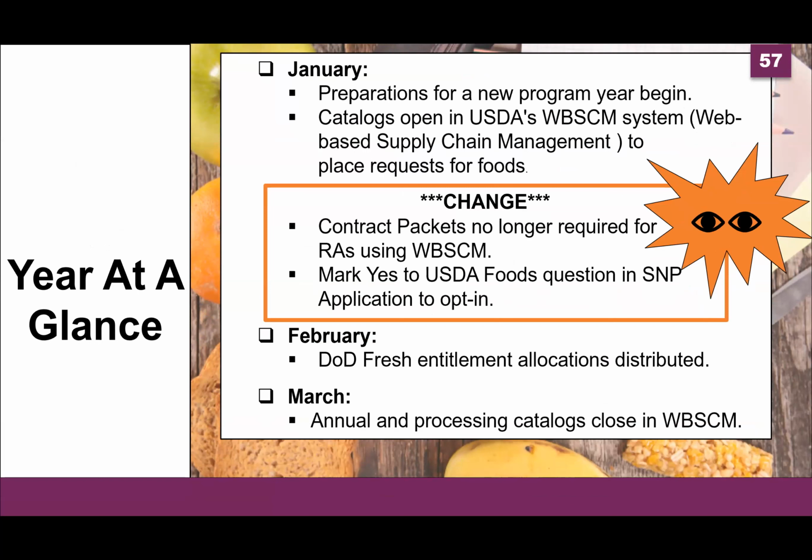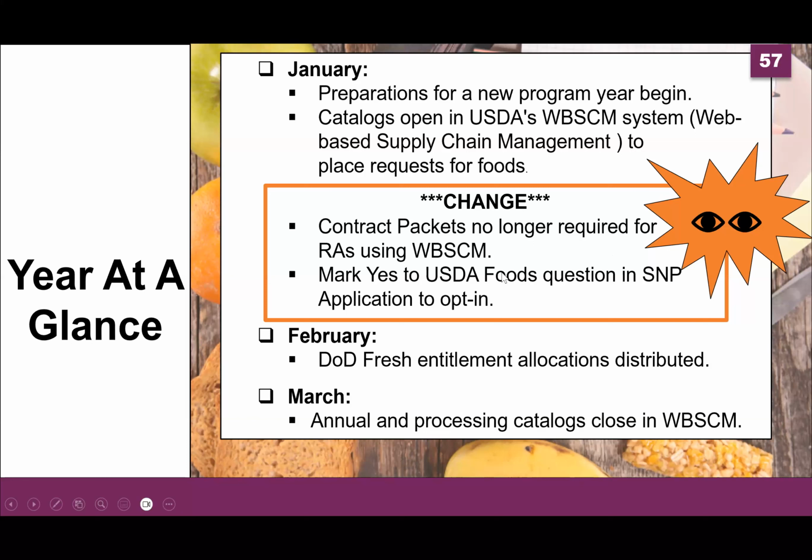Okay, so this is your year at a glance. This is basically your calendar of events that happen throughout the school year that you'll need to be aware of. In January, you'll be preparing for your new program year to begin, and the catalogs will open in USDA's WBSCM for you all to start placing requests for foods for next year. Please note this change: contract packets will no longer be required for those of you using WBSCM. You'll also want to mark yes to the USDA foods question in the SMP application to opt in. So when you start completing your application, please make sure that you mark yes.